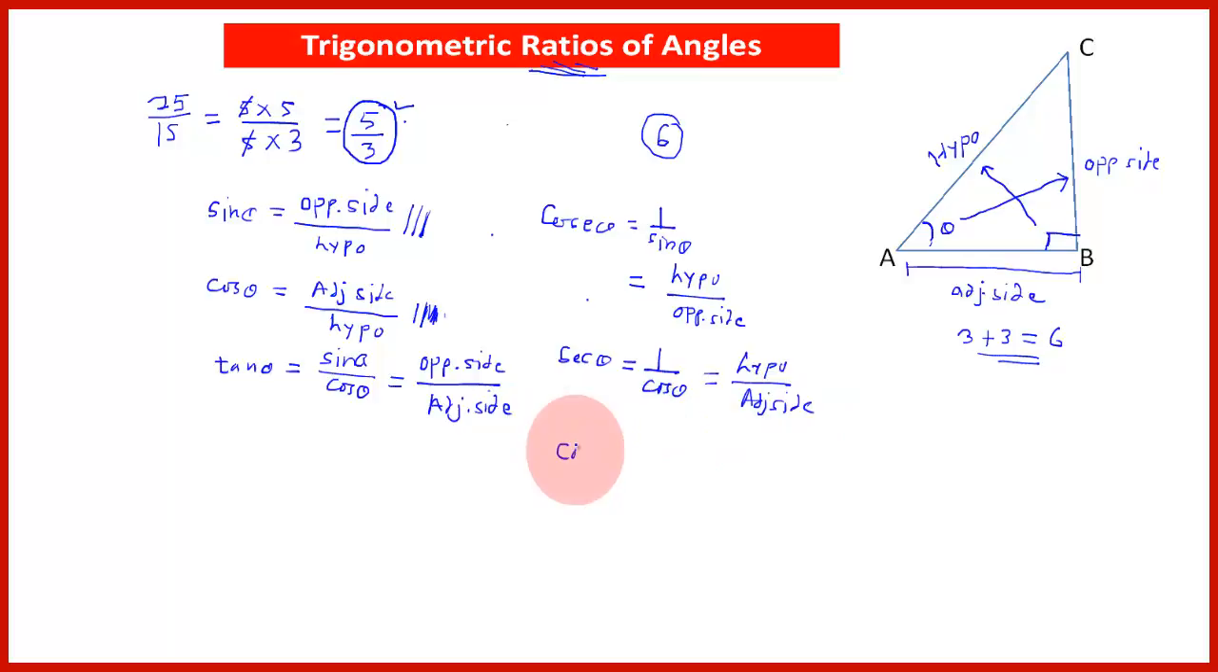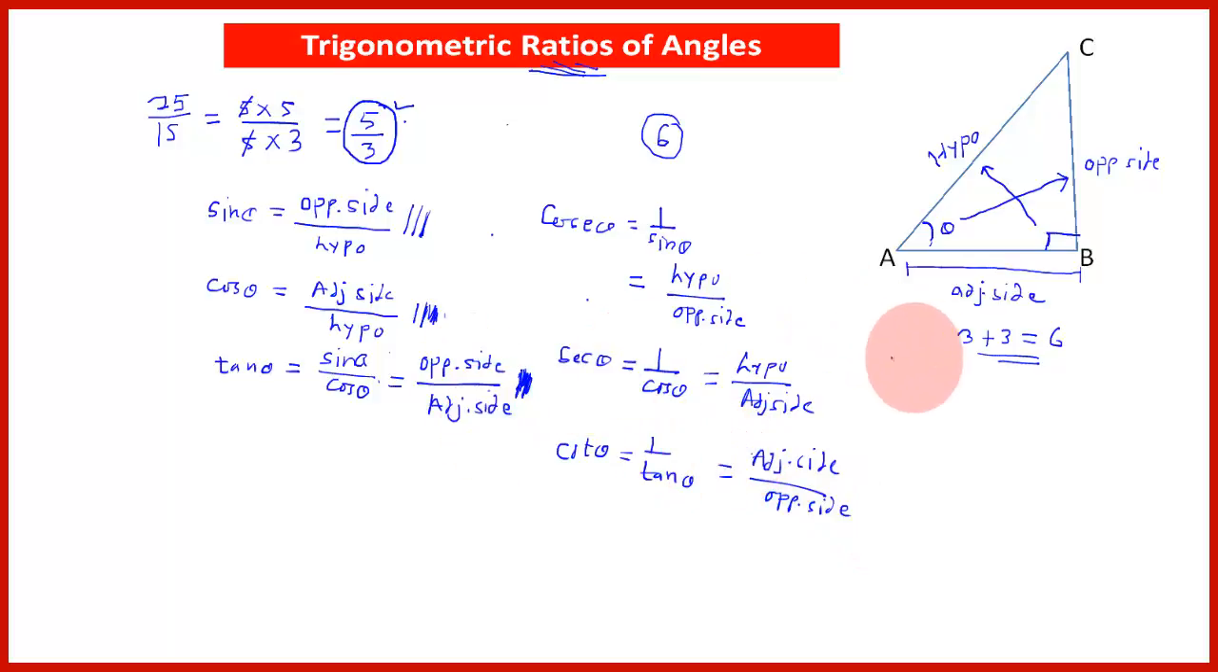And the last one is cot theta. Cot theta is a reciprocal of tan theta, so the reciprocal of tan theta is cos theta upon sin theta, and that is equal to adjacent side upon opposite side. So cot theta is equal to adjacent side upon opposite side.